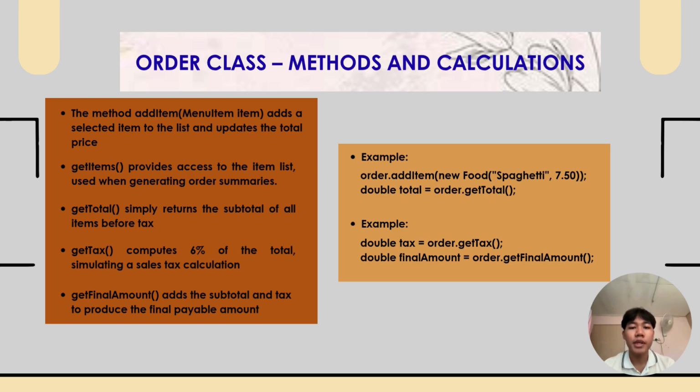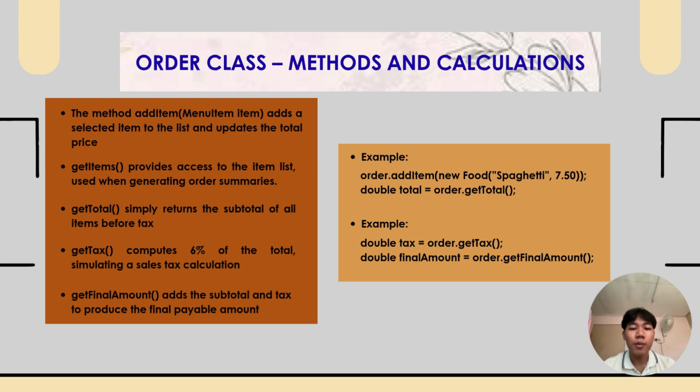Order class for method and calculation. The method addItem, which takes a MenuItem, adds a selected item to the list and updates the total price. getItems provides access to the item list used when generating order summaries. getTotal simply returns the subtotal of all items before tax.